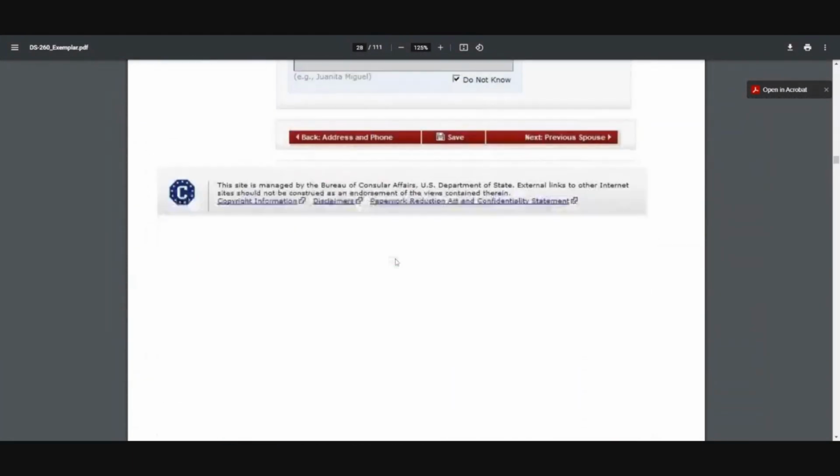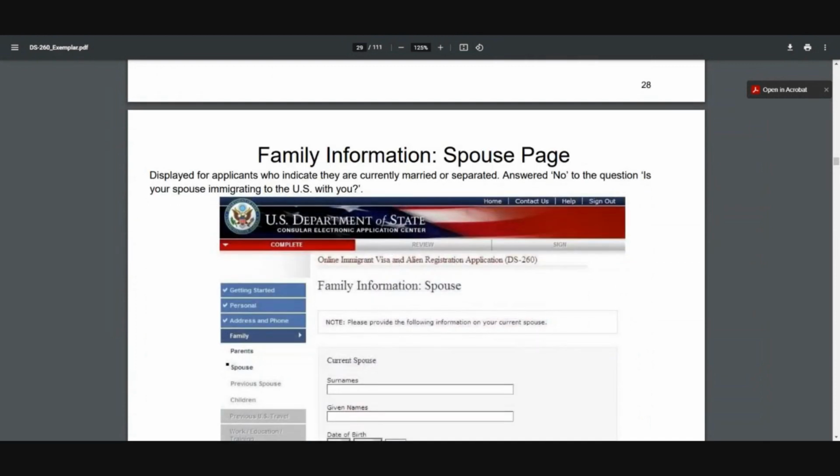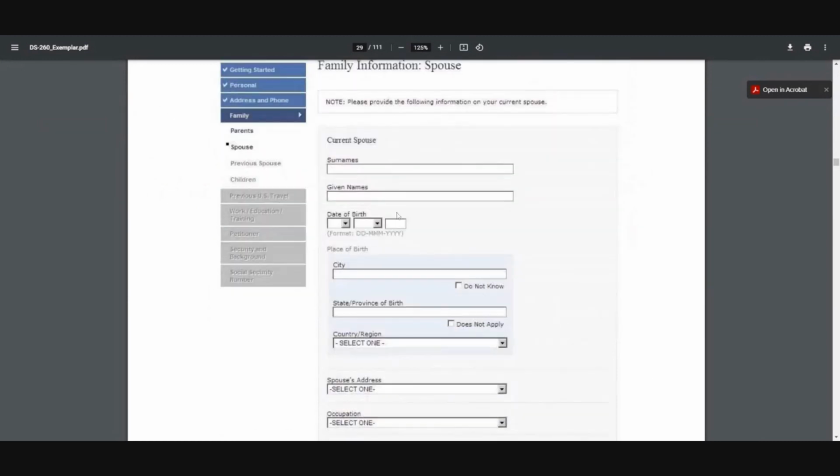Now, after the parents, we come to your spouse. We said we are going to involve everybody. So the information of your current spouse, right there. If you are married, wife, whatever, right there. Their given names right there, date of birth right there.